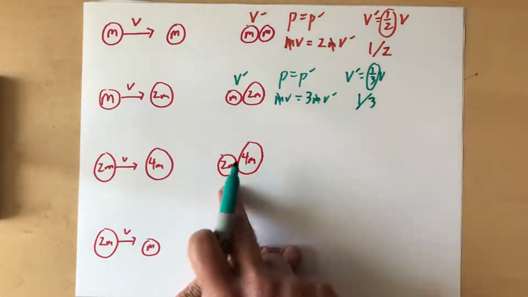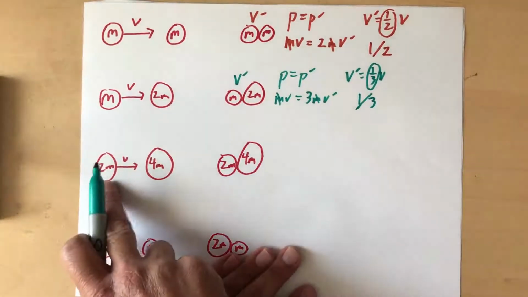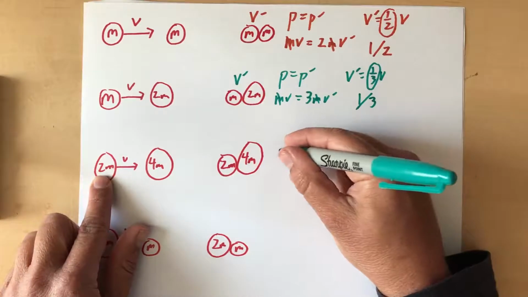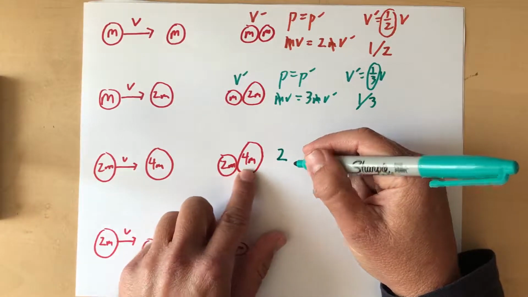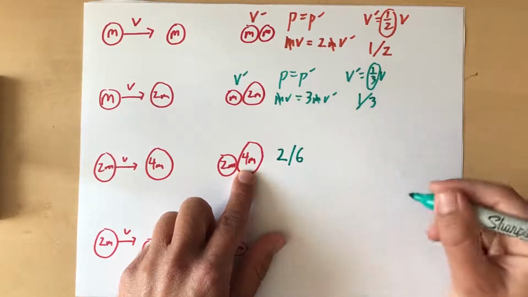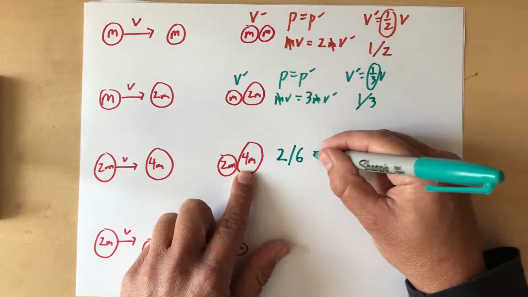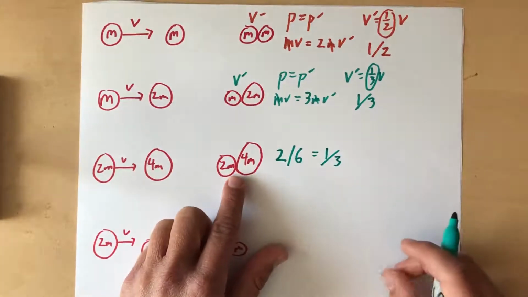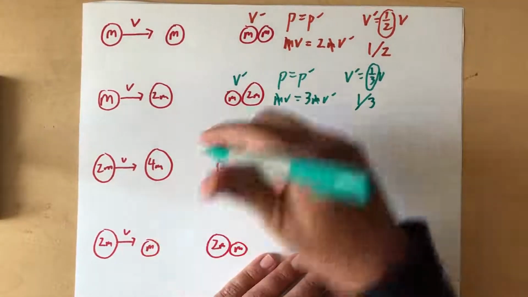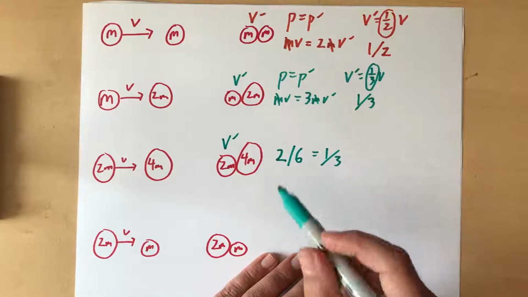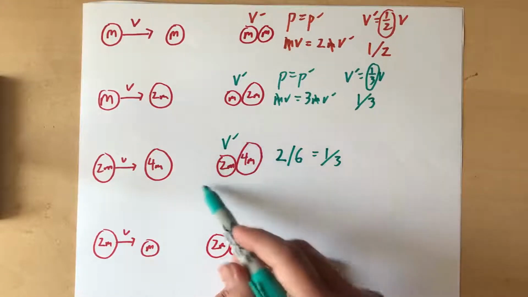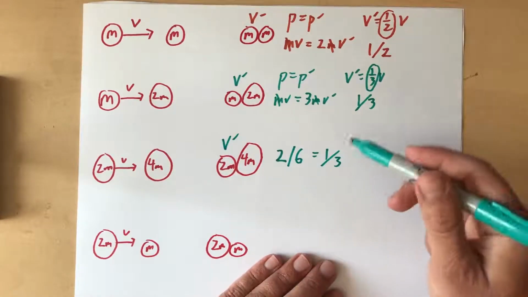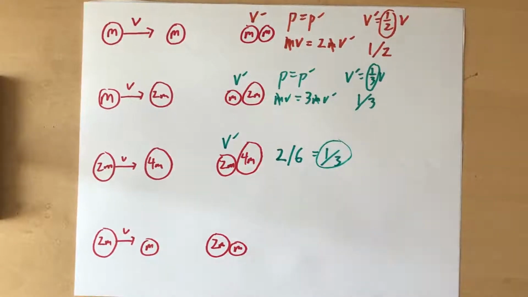So let's just try that here and save ourselves some time. In the beginning, this one's a little bit different. We had 2 units of mass moving. In the end, we have 2 and 4 together, so we have 6 units of mass moving. Let's simplify that, and it simplifies down to 1/3. So this one is also 1/3. Whatever the velocity was here, the velocity of the 2m and the 4m moving off together would be 1/3. And that is what you would put in the answer box there.